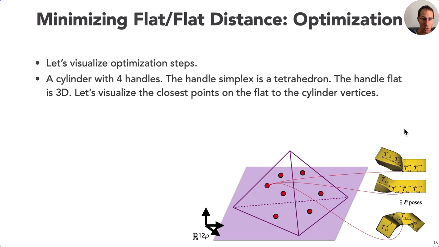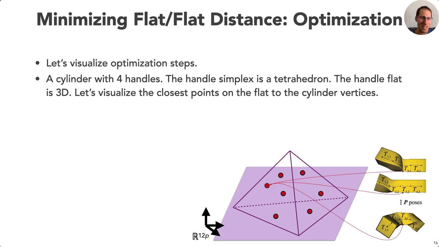And we can visualize the optimization steps. And so let's take a simple example. Let's take a cylinder with four handles. The simplex for four handles is a tetrahedron. So it's got four points, and a tetrahedron lives in three dimensions. So the handle flat itself is three dimensional.